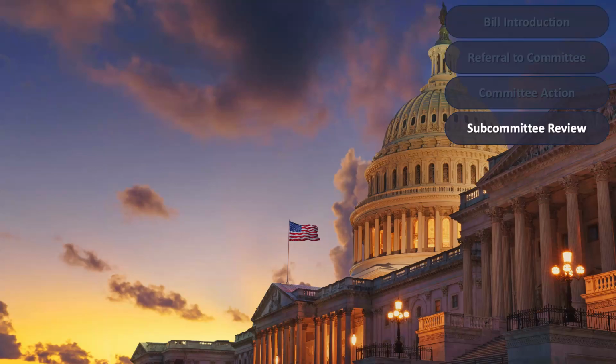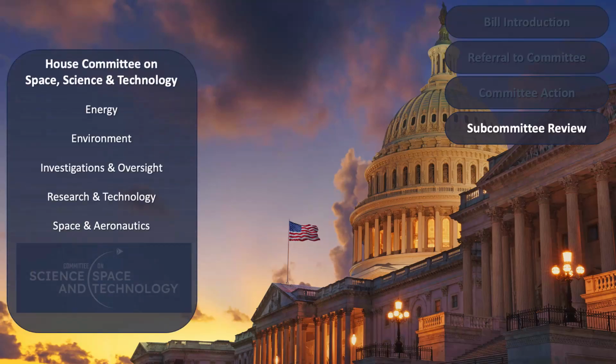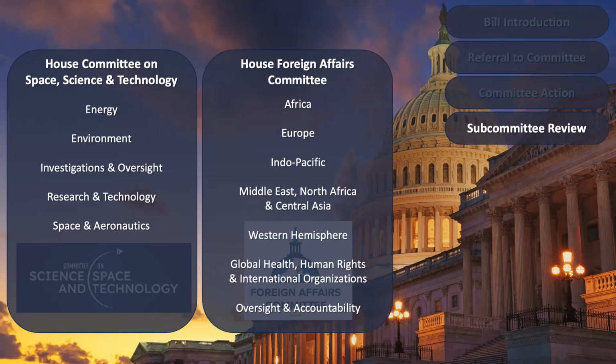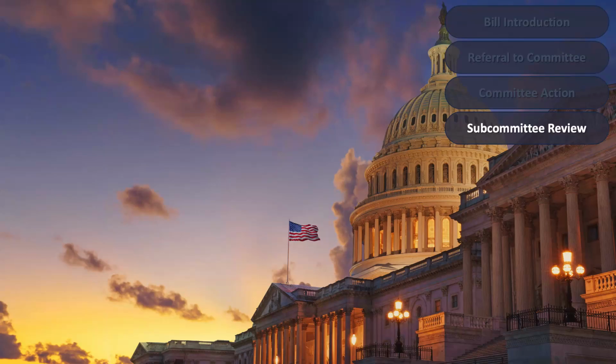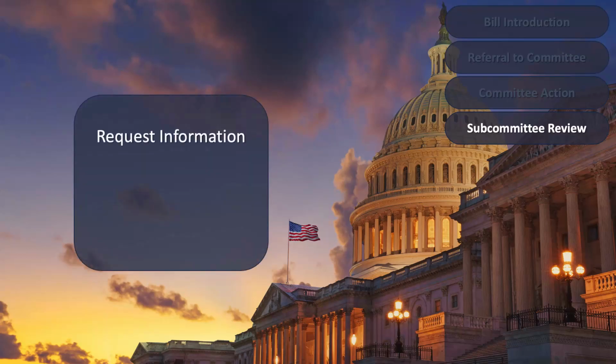For example, the House Committee on Science, Space, and Technology has 5 subcommittees: Energy, Environment, Investigations and Oversight, Research and Technology, and Space and Aeronautics, while the House Foreign Affairs Committee has 7 subcommittees, generally based around specific geographic regions of the world. Subcommittees normally request information from relevant government agencies and will often hold hearings to invite testimony from witnesses, stakeholders, and experts on the bill. They may also provide a public forum for input on the bill.